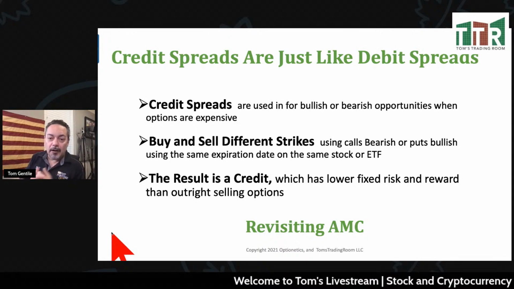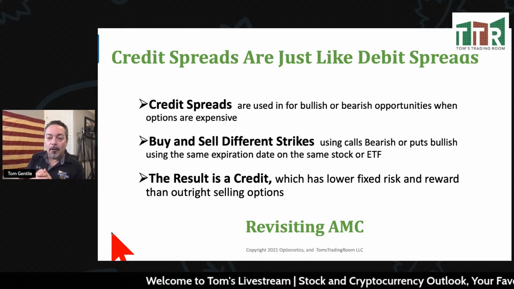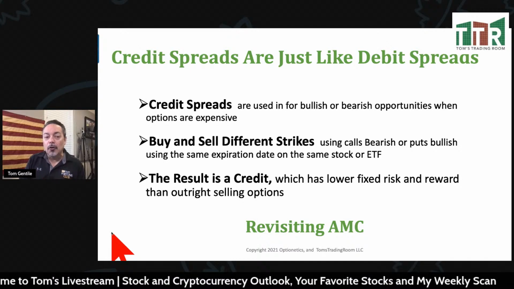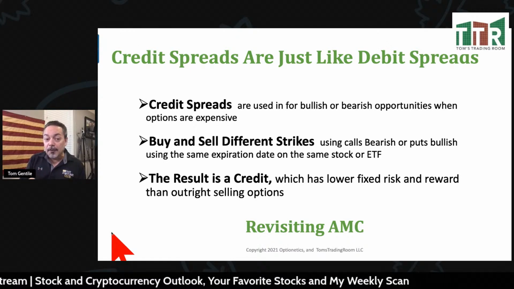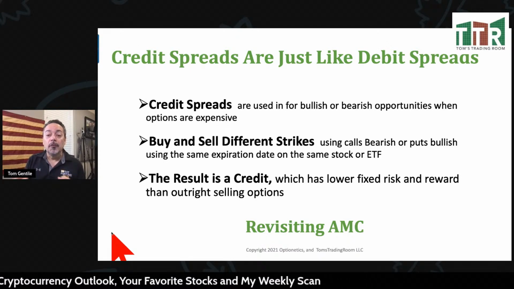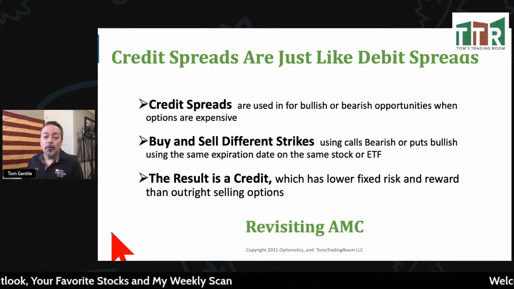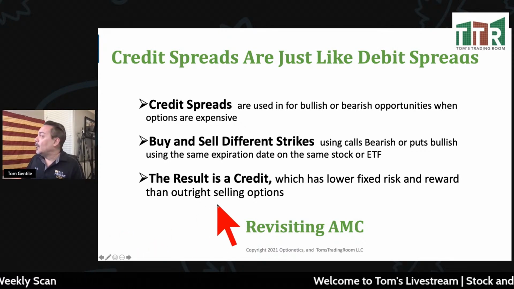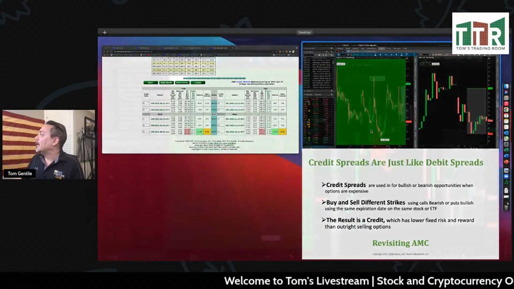All right. But back to credit spreads. Credit spreads allow us to still have those high probabilities, but not be on the hook for unlimited or huge, huge risk. Let me show you how this works. So we're going to revisit AMC right now. And I want to go back to AMC. Let's go take a look at what's going on in the market.